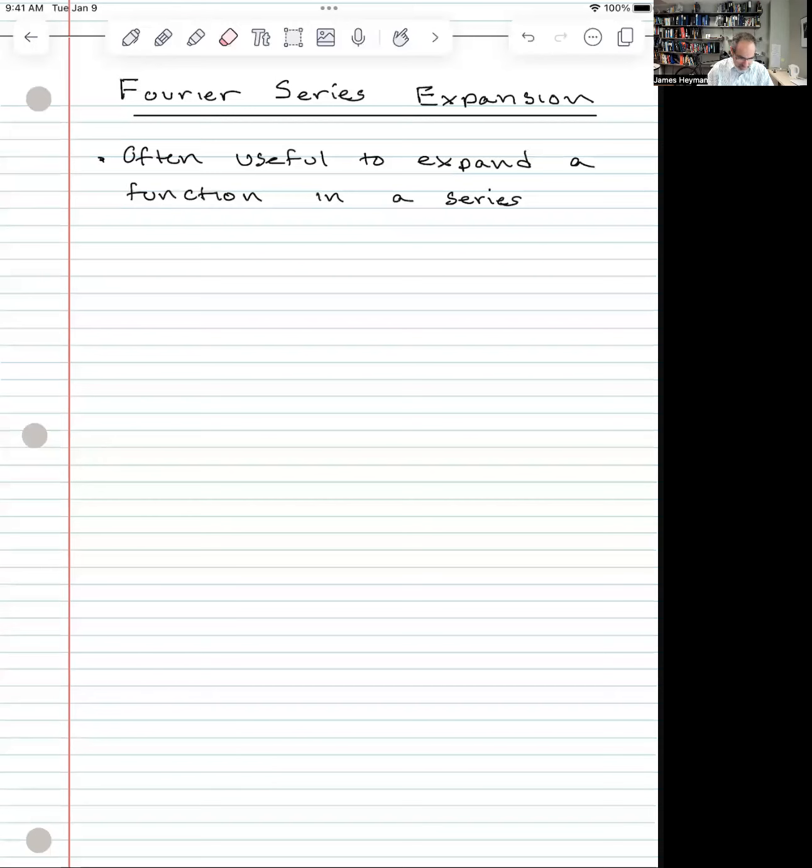So any function, well, often it's useful to expand a function as a series in terms of some simpler function. For example, we know that we can write any function as a polynomial series.